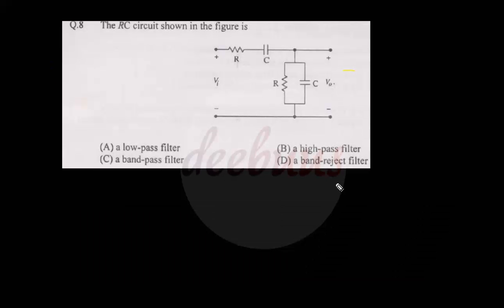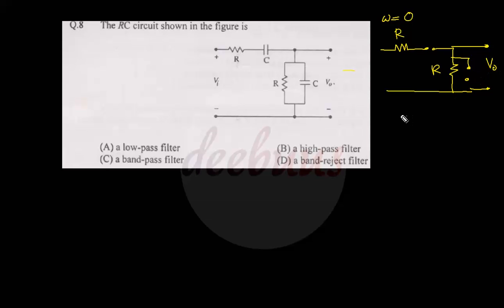The RC circuit shown in the figure, we have to select which type of filter this RC combination is, right? So it is better to apply two extreme ends of frequencies. That means at omega equal to 0, the circuit looks like this. A resistance R is there. At omega equal to 0, the capacitor behaves as an open circuit, right? Next, again another RC and again the capacitor behaves as an open circuit. So, output is taken across these two terminals, V0. That means V0 equal to 0, because there is an open circuit in this path, V0 turns out to be 0.